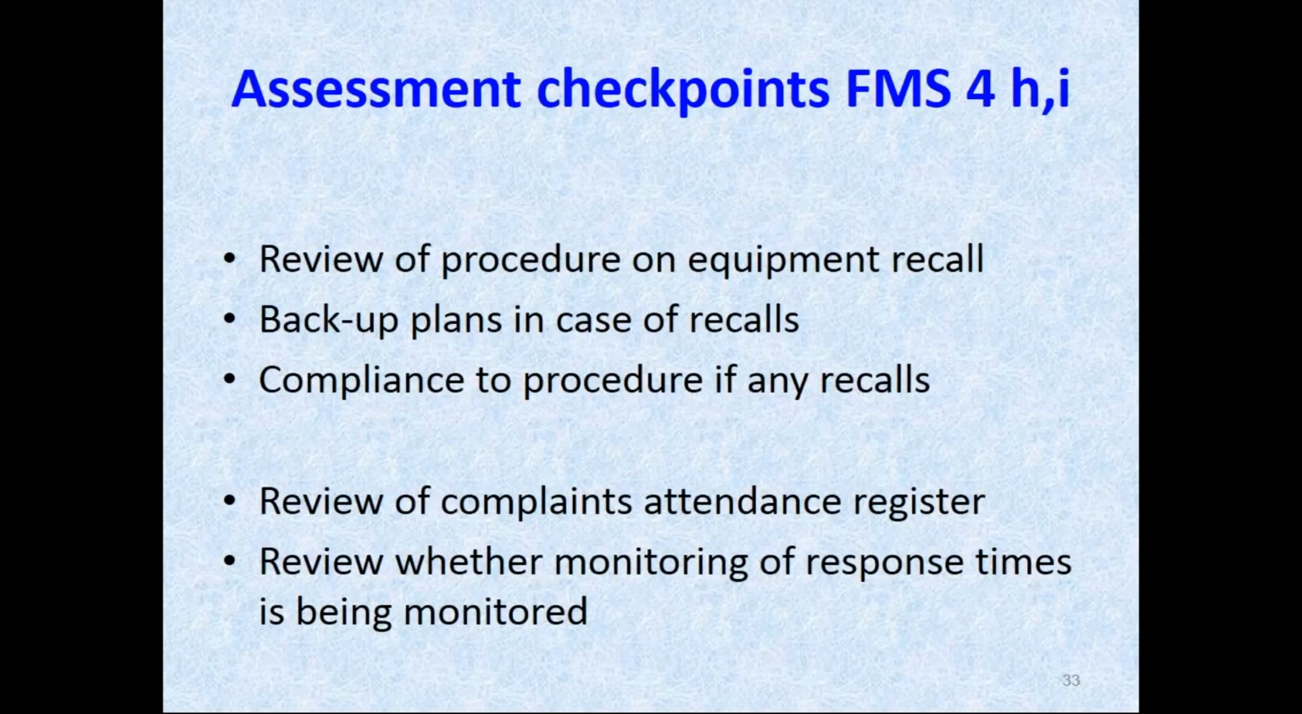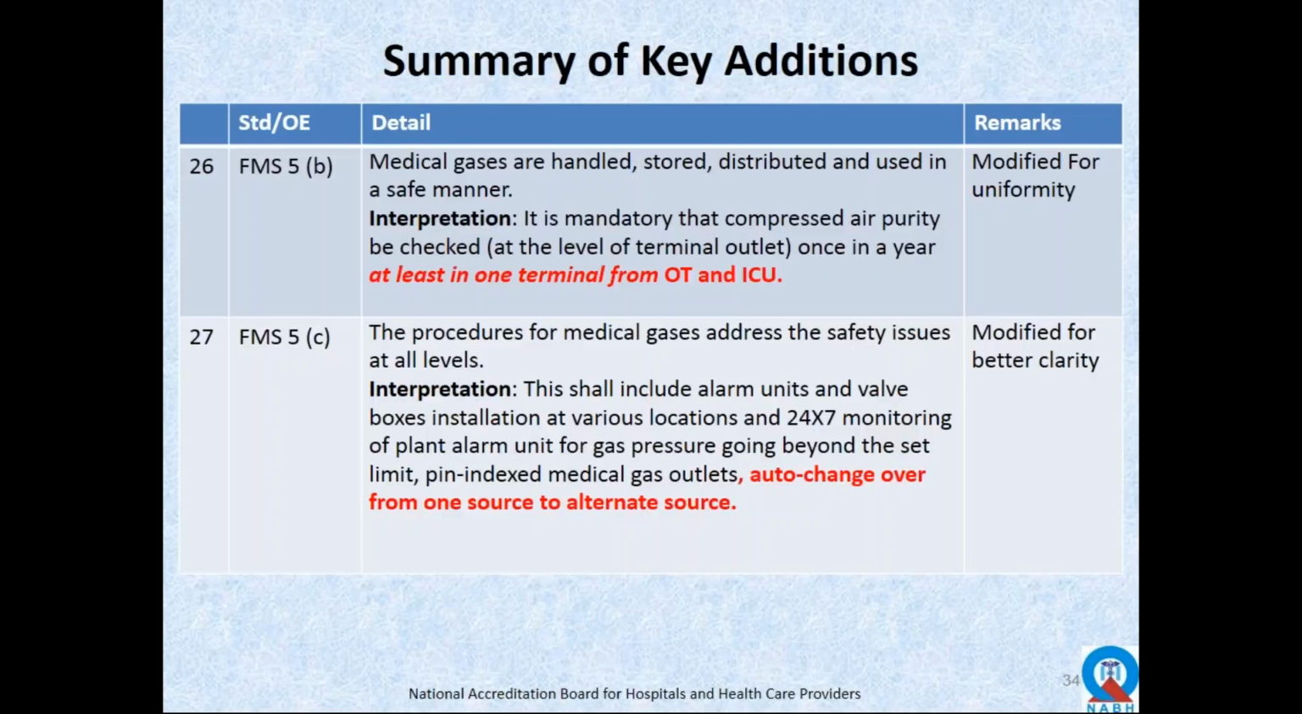FMS 5B, medical gases are handled, stored, distributed, and used in a safe manner. So this again has been modified, the interpretation has been modified to specify the compressed air purity. Earlier we used to say it has to be measured once a year, but the location was not specified. Now the 4th edition specifies that the location of checking compressed air purity should be done from one terminal at least from the OT and the ICU.